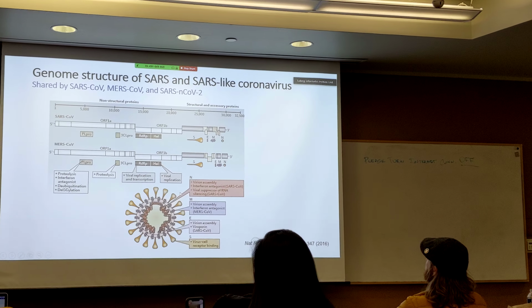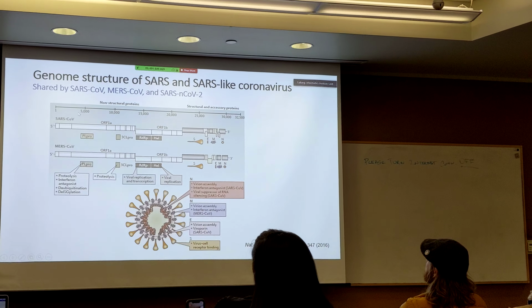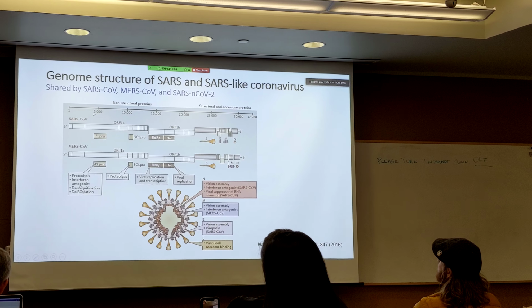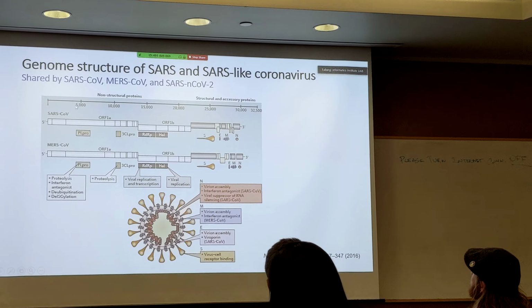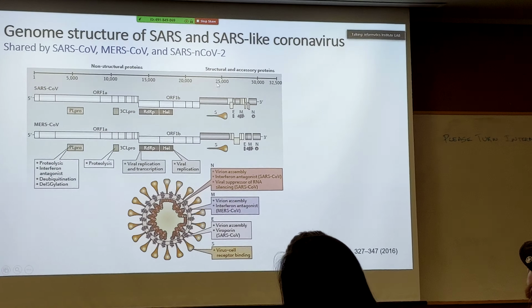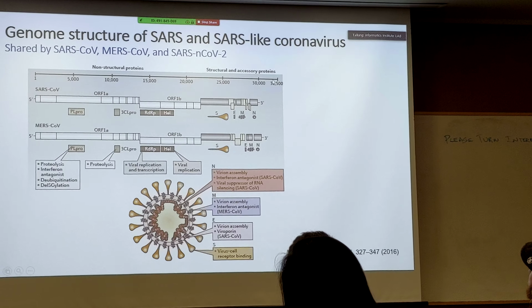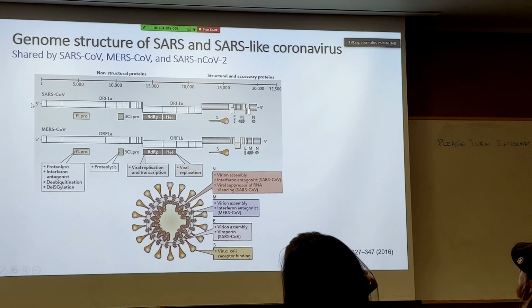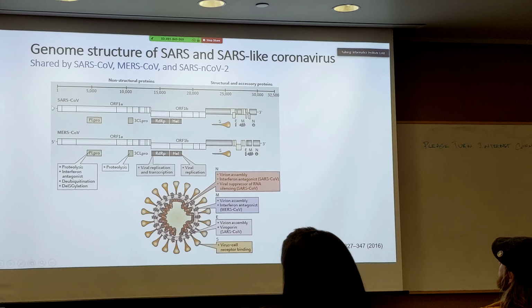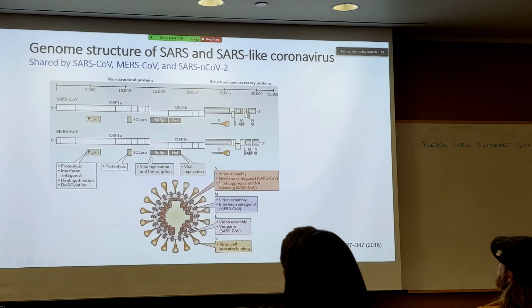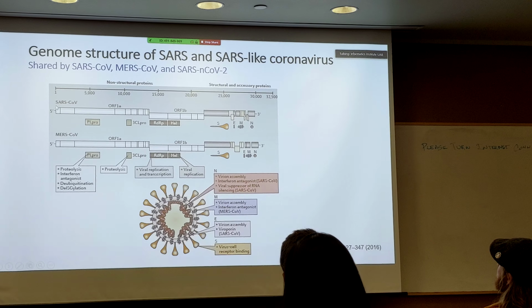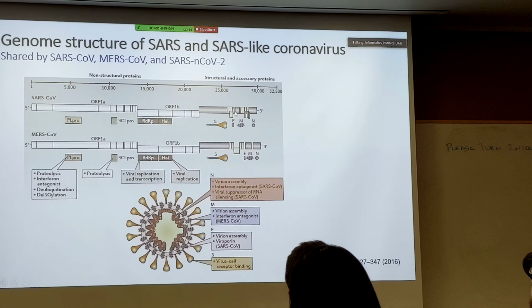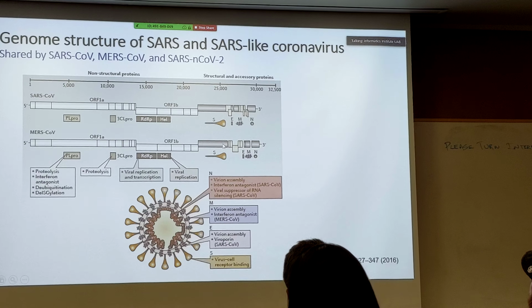But what about the genome structure? It turned out that all the coronaviruses have more or less the same genome structure. The genome will vary between 30,000 to 32,000 bases depending on the strain and the species. And in this particular figure, they show the SARS and the MERS, and you can see that they are almost identical.